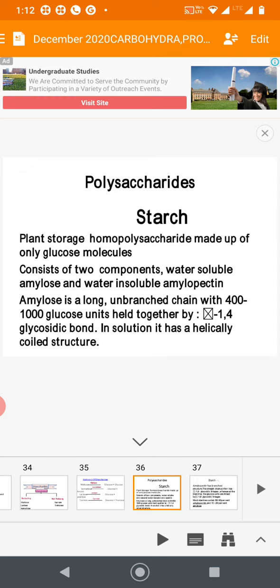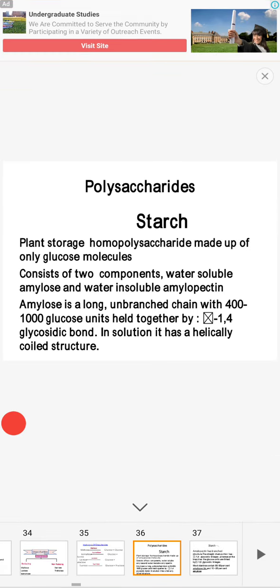Starch is made up of glucose molecules. It consists of two components, water soluble amylose and water insoluble amylopectin. So what are the two components of starch? Water soluble amylose and water insoluble amylopectin. Amylose is unbranched, and amylopectin is branched. Remember, amylose is unbranched and amylopectin is branched.